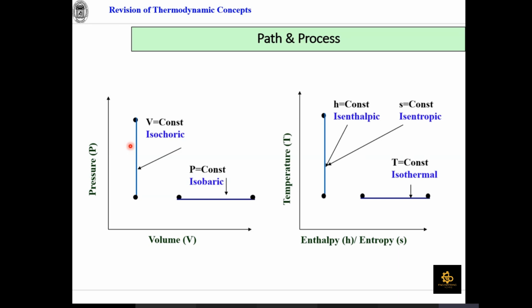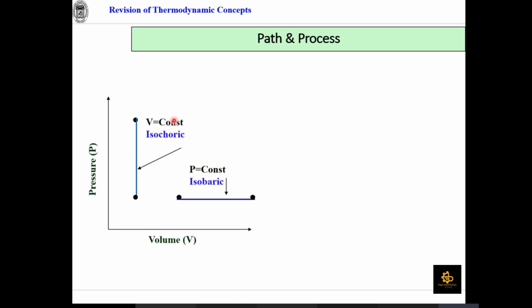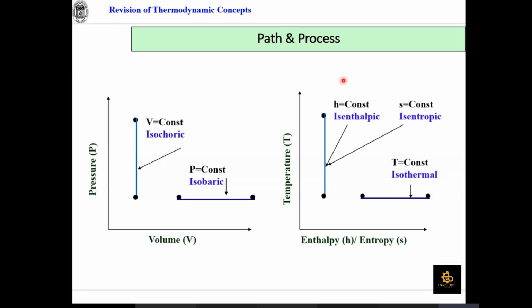Okay, then there are terms such as the isochoric process and isobaric process. Isochoric process is one in which your volume is constant. So this is your PV diagram. Whenever the volume is constant, it is an isochoric process. When the pressure is constant, it is defined as an isobaric process, okay. So P is constant, isobaric. And if the enthalpy is constant or the entropy is constant, it is called an isoenthalpic process and an isoentropic process, okay. If the temperature is constant, it is called an isothermal process.